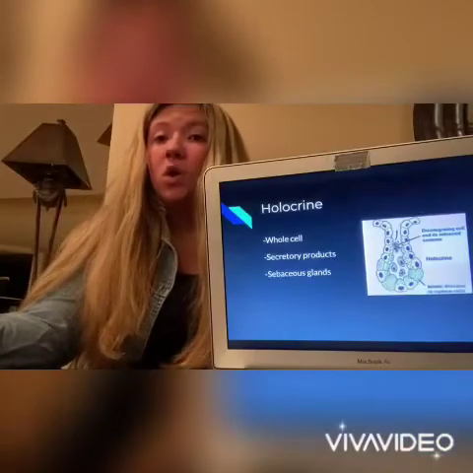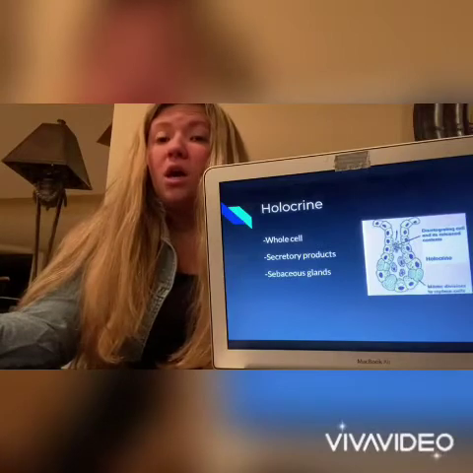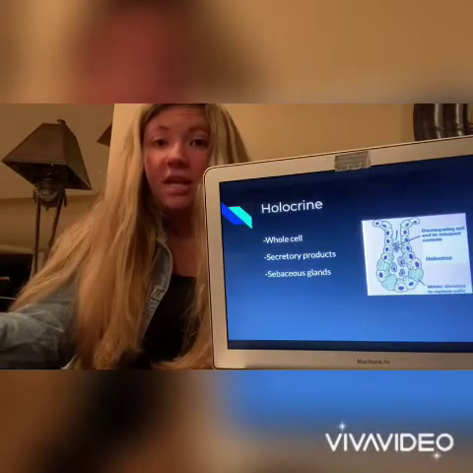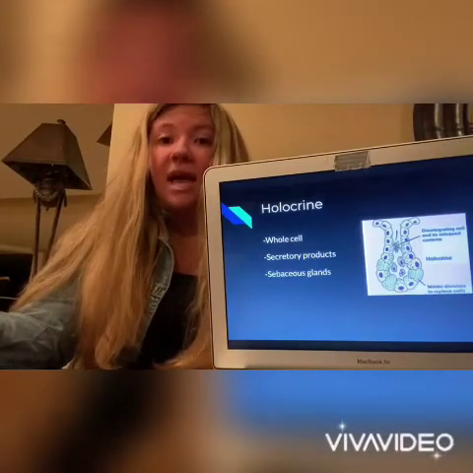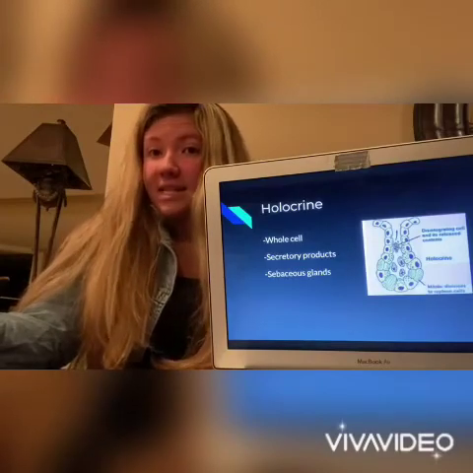Holocrine. Holocrine is the whole cell. The whole cell comes off during secretion. It is a secretory product, and it occurs in sebaceous glands. The base of our hair follicles are called the sebaceous glands. This is what releases the oils of hairs, and this is an example of a holocrine secretion.